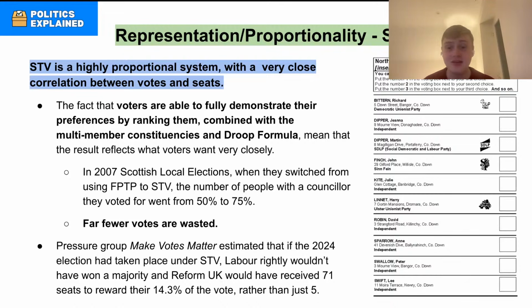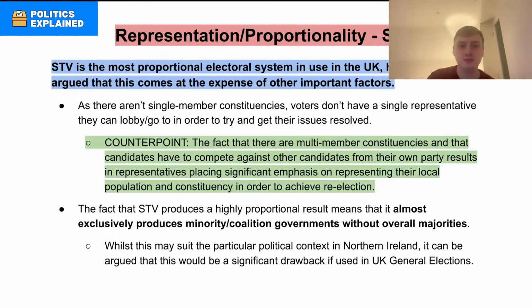Make Votes Matter estimated that if the 2024 election had taken place under STV, Labour rightly wouldn't have won a majority, and Reform would have received 71 seats to reward their 14% of the vote rather than just 5 seats, showing how it's a more proportional system than first past the post.